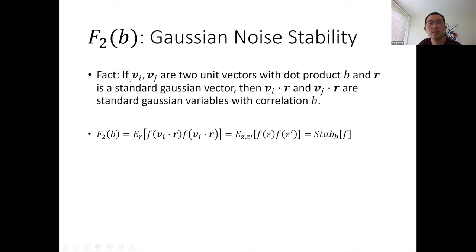We have the following simple fact. If vi and vj are two unit vectors with dot product b, and r is a standard Gaussian vector, then vi dot r and vj dot r are standard Gaussian variables with correlation b. So f2 of b, which is equal to the expected value over r of f of vi dot r times f of vj dot r, is just the same as the definition of the Gaussian noise stability of f at b.